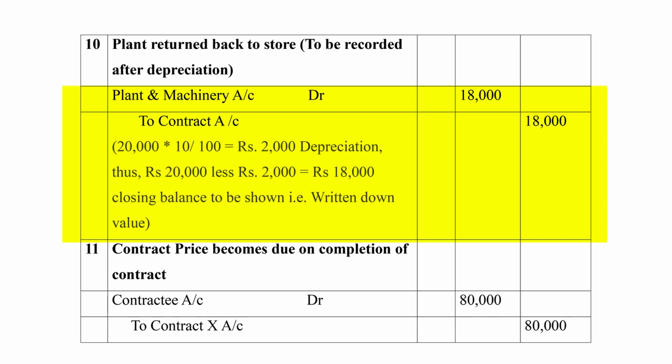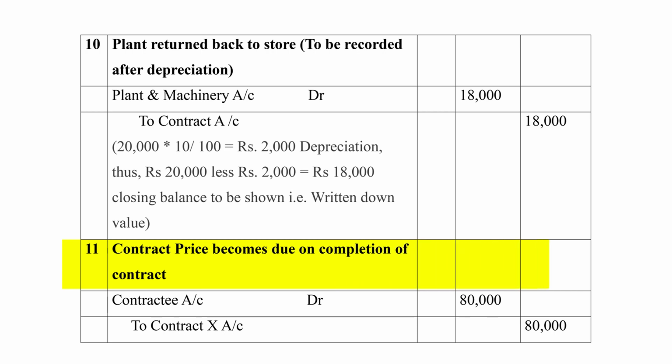So 20,000 into 10%, which is equal to rupees 2,000, that is the amount of depreciation. Thus 20,000 less rupees 2,000, which is equivalent to 18,000 rupees, is the closing balance which is to be shown, that is written down value.